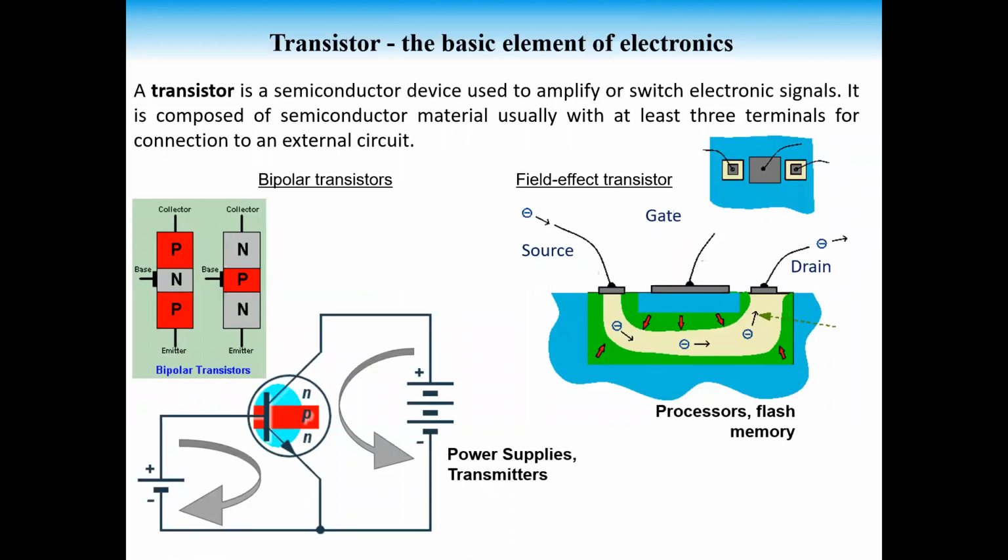A transistor is a semiconductor device used to amplify or switch electronic signals. Principle of operation: a voltage applied to one pair of the transistor's terminals controls the current through another pair of terminals. Because output power can be higher than input power, a transistor can amplify a signal. There are two types of transistor: bipolar and field effect.